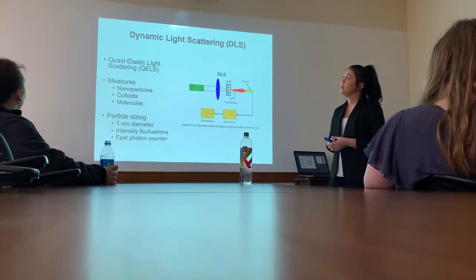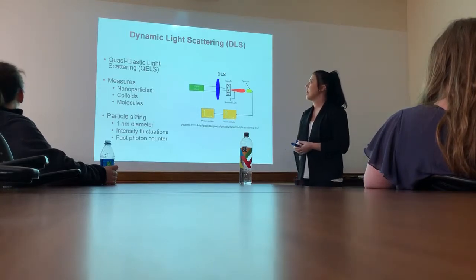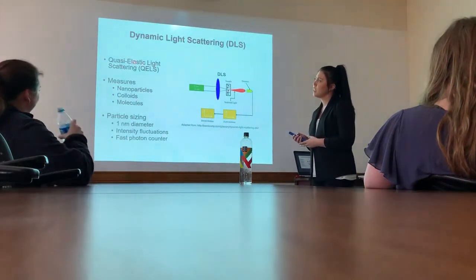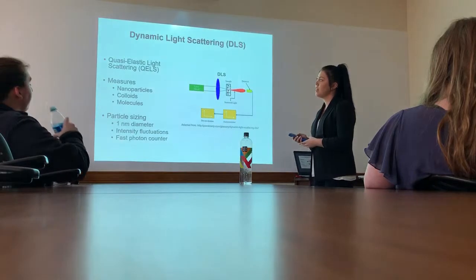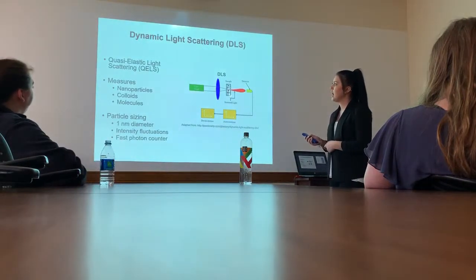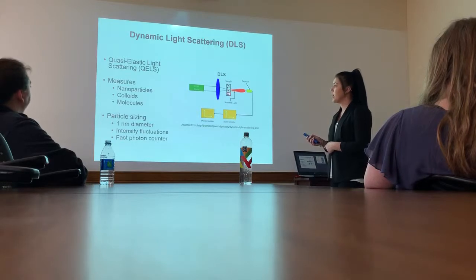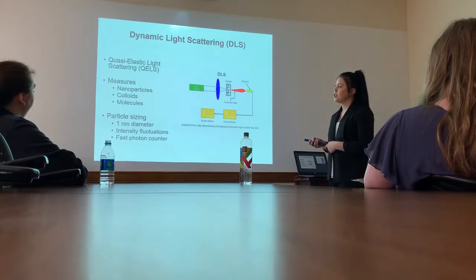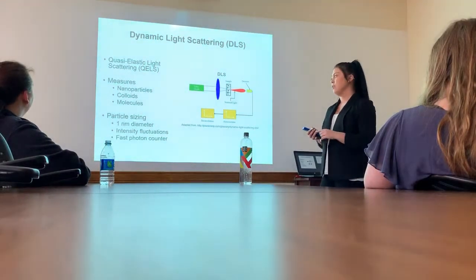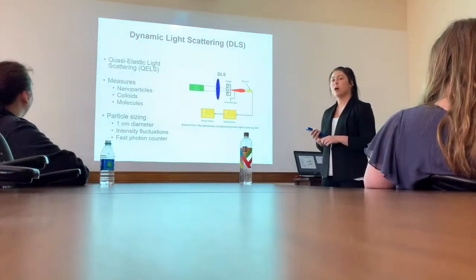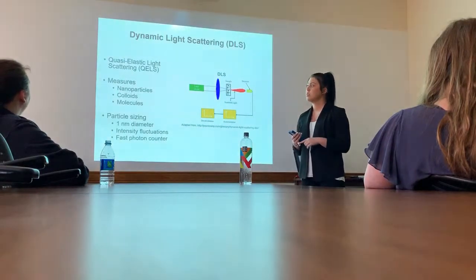The next method used within this section is dynamic light scattering, which is known as DLS. It's also referred to as quasi-elastic light scattering, which is QELS. Here you can see that you have a laser that goes through a concave mirror or lens, through the sample that contains whatever you're trying to view. Then the light is scattered through the detector, and based on that, it shows the particle sizing. Once the intensity fluctuates, it counts that and can tell what it's measuring. It can measure nanoparticles, colloids, or just plain molecules.